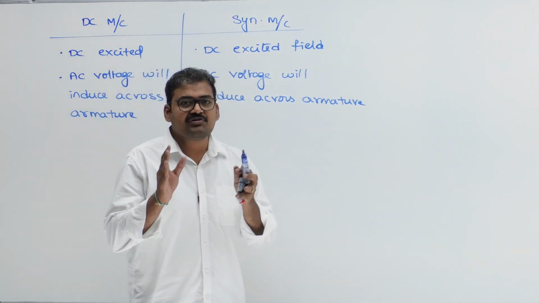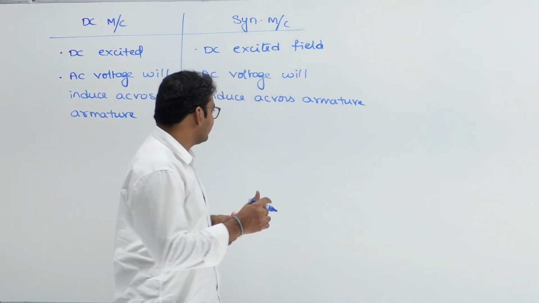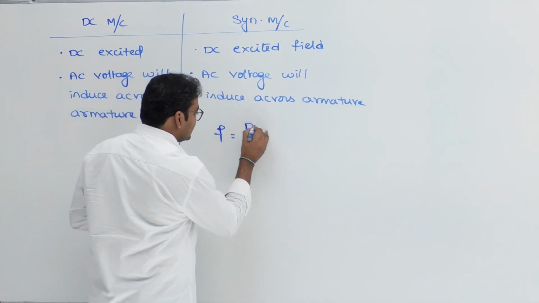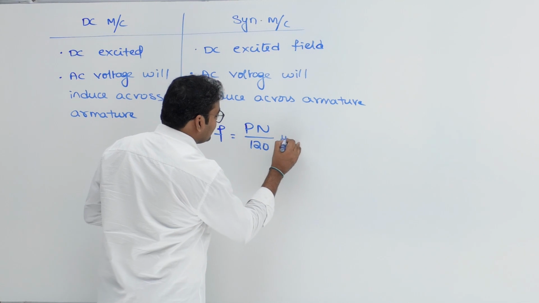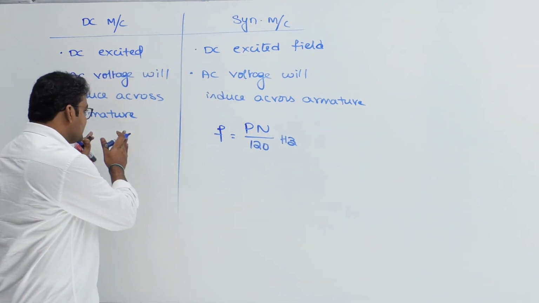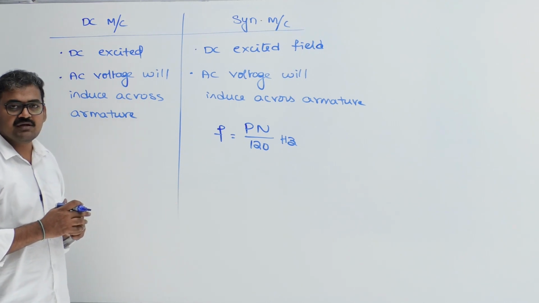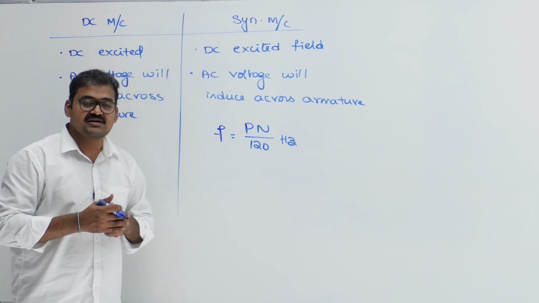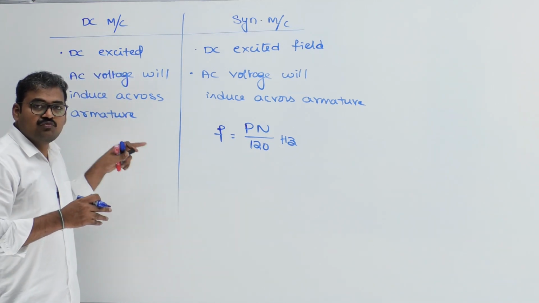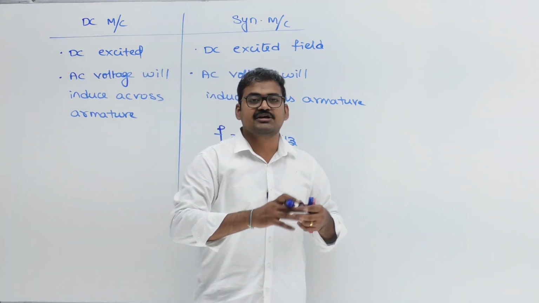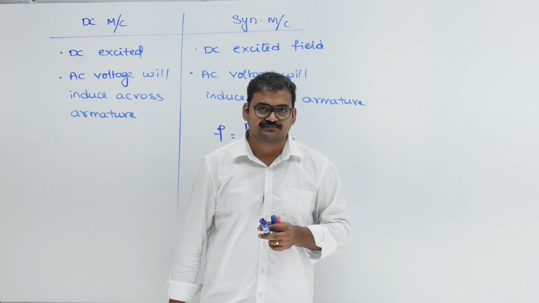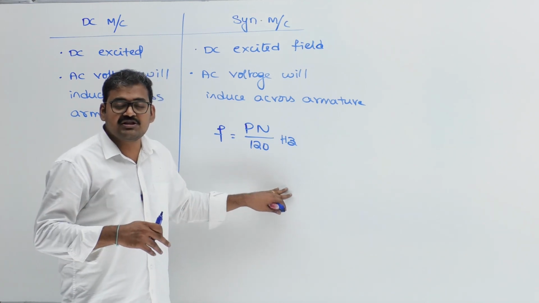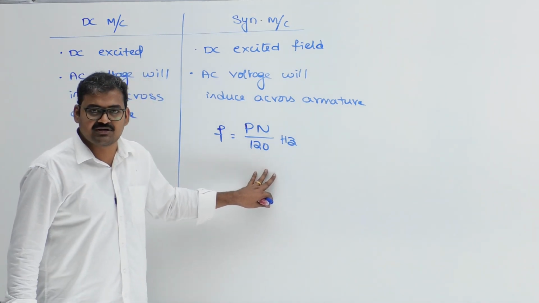And also we developed a formula for the frequency of that induced EMF. Can you tell me what is the frequency of that induced AC voltage across armature conductors? That is P into N by 120 Hz. Even in a DC machine, the same frequency formula is valid. But in a DC machine, why do we not study that frequency much? Because even though AC voltage is induced, we convert that AC voltage to DC voltage with the help of the commutator and brush system. But in a synchronous machine, our requirement is AC voltage output. Therefore, we won't use any commutator and brush system here.